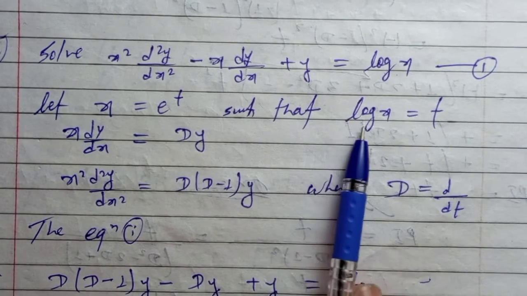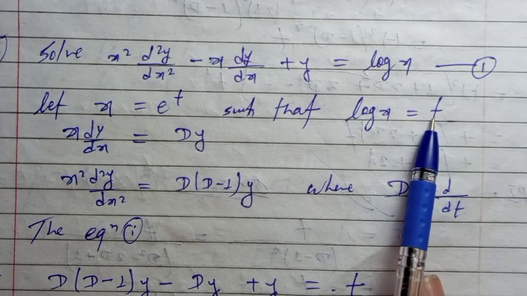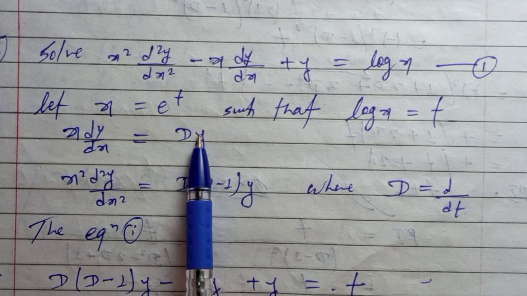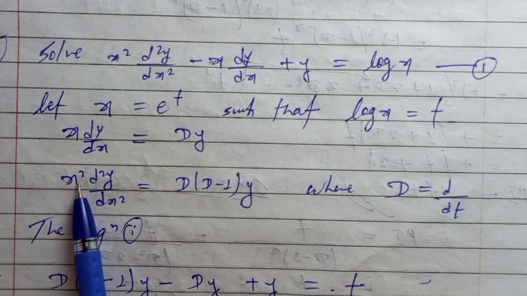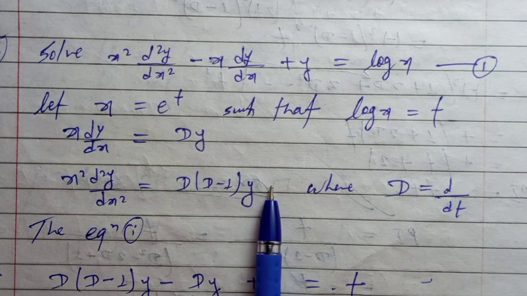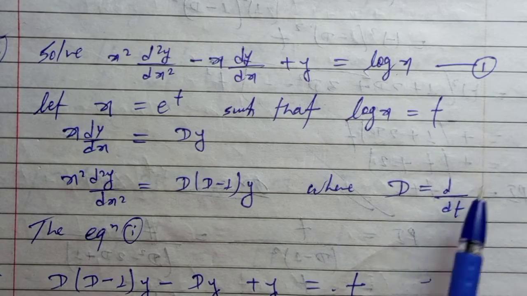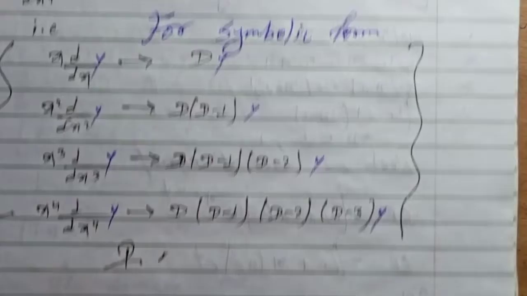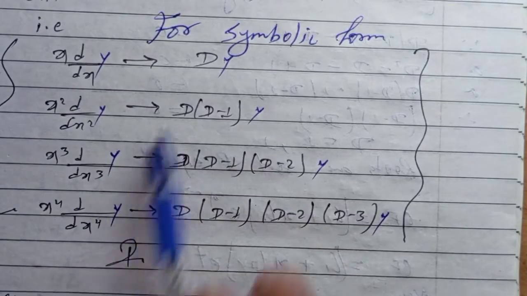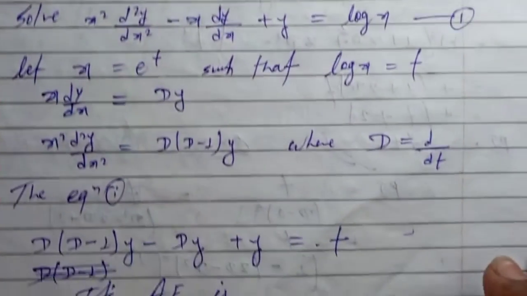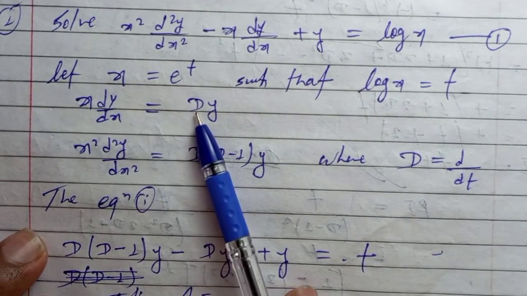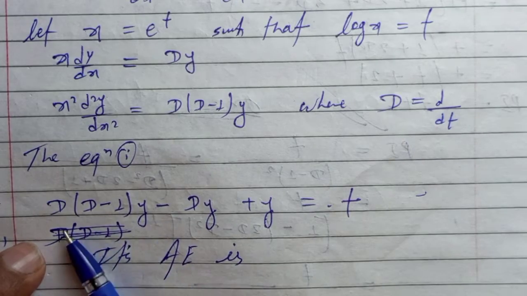so that on taking log on each side it becomes log x is equal to t. Then, to change it into symbolic form, we will replace x dy by dx with Dy. Similarly, x square and the second time derivative is replaced with D into D minus 1 into y, where D is d by dt. As we have studied, wherever there was this, we substitute by this. So following this, we will convert our given differential equation into symbolic form. Finally, after substitution, we get our symbolic equation like this.